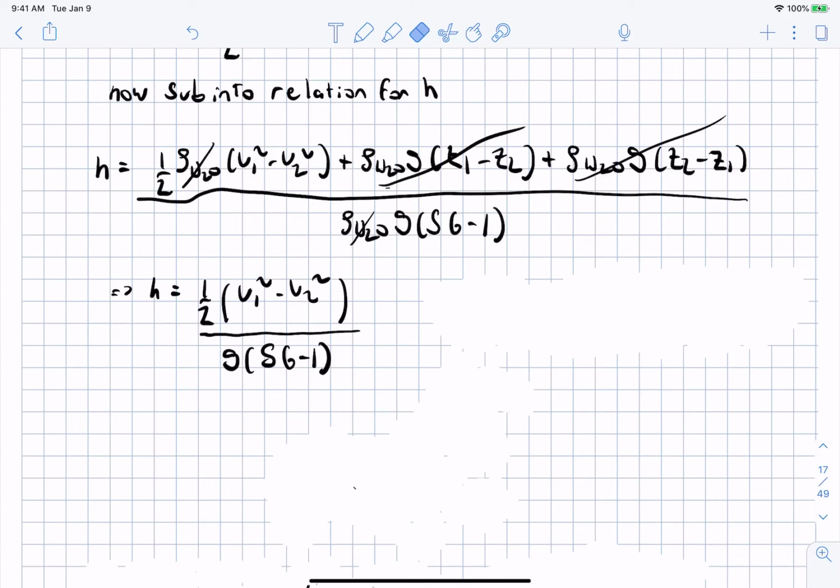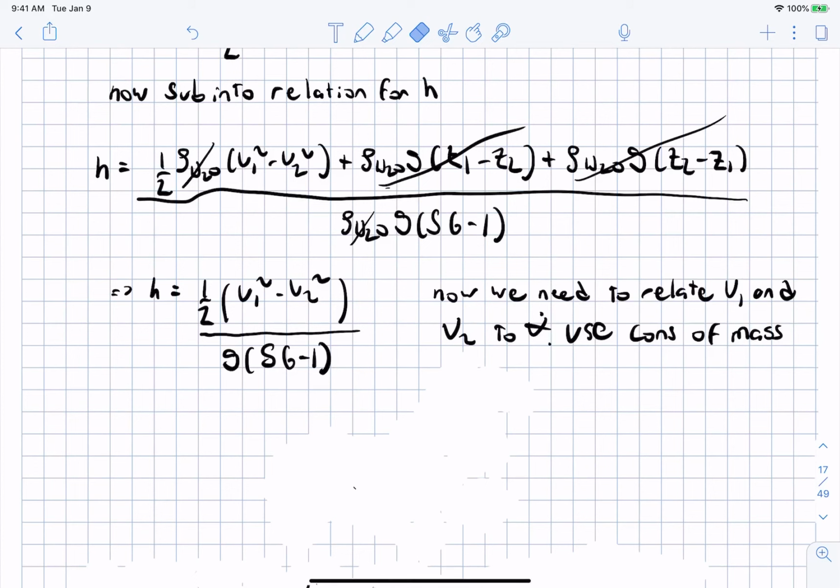So now we don't know V1 and V2. We just know the volumetric flow rate through the channel, and so now we need to relate V1 and V2 to the volumetric flow rate, and we'll use conservation of mass to do that.